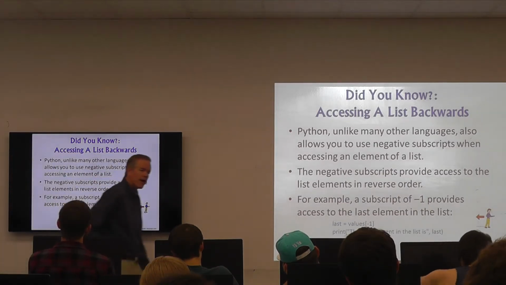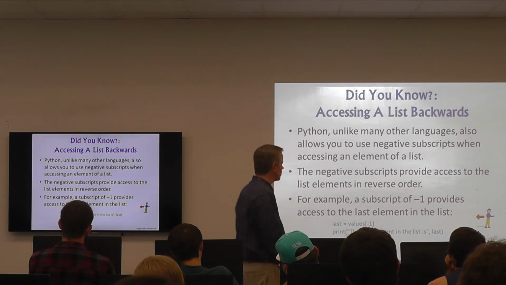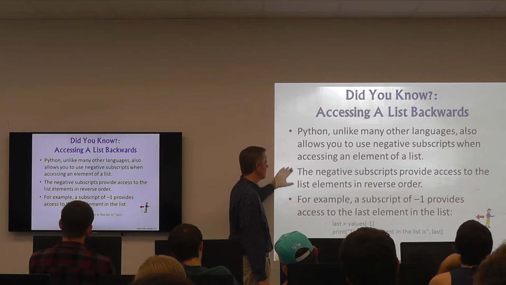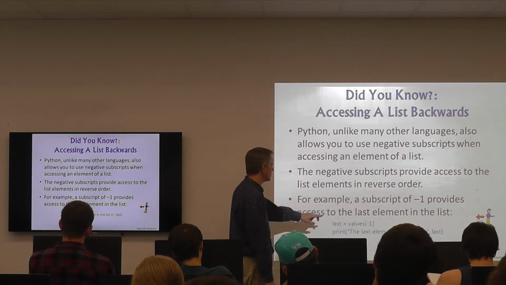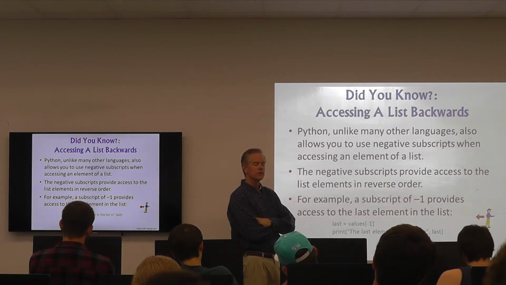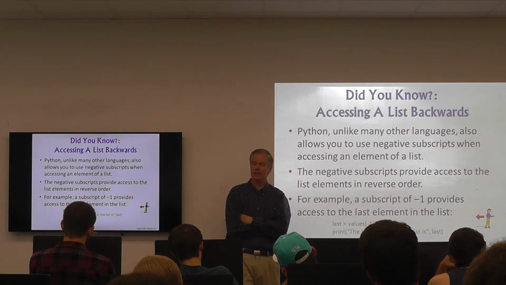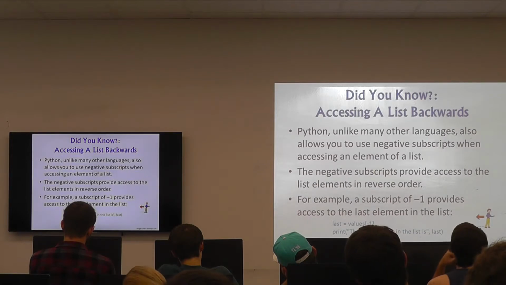Interestingly enough, this is sort of back pocket stuff. You can actually access a list backwards by using negative numbers. Python allows you to have negative subscripts. What the heck? A negative subscript provides access to list elements in reverse order. For example, a subscript of -1 provides access to the last element in the list: last equals values[-1]. That's sort of interesting, isn't it? What it means is in our last example, instead of putting a 2, could we put a -1? Because we know the credits were at the tail end of the list, right? Let's give it a shot. Not a big deal. Should work that way.